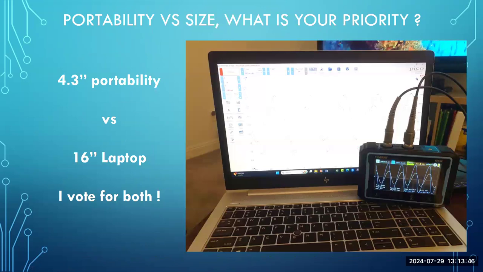Portability versus size. What's your priority? Your priority, okay? So here I've got a 4.3-inch tablet screen in comparison to a 16-inch laptop. Which do you prefer? I prefer both because they're really quite different. One gives you portability and the other one gives you bigger screen. So here's a 16-inch screen in comparison to this. And sorry, this is washed out because of the contrast of lighting difference between the two, but the resolution is very, very good, as you saw demonstrated earlier, but not in the photograph on the camera.